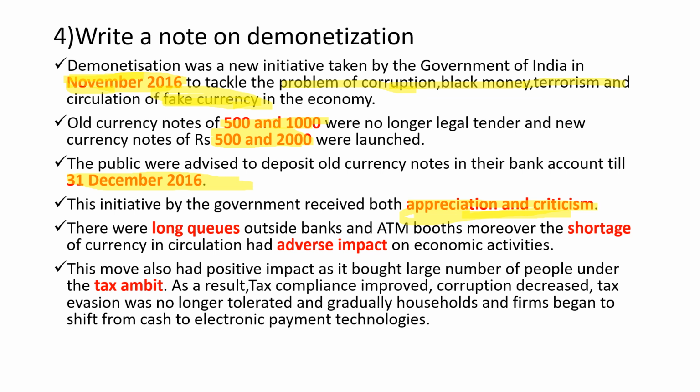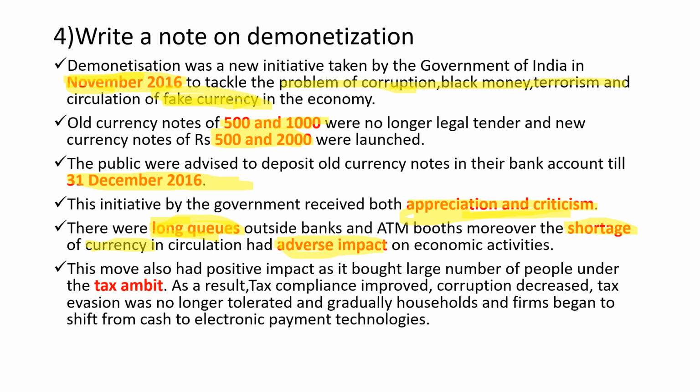What criticism? What were the drawbacks or the bad points of demonetization? One thing was there were long queues outside the ATM banks which troubled citizens a lot, right? You may have seen that during the 2016 demonetization, people stood in long queues outside all the ATMs to withdraw their money. Then another problem was shortage of currency. Due to the shortage of money, there was an adverse impact on economic activity. So economic activities were affected somewhat.